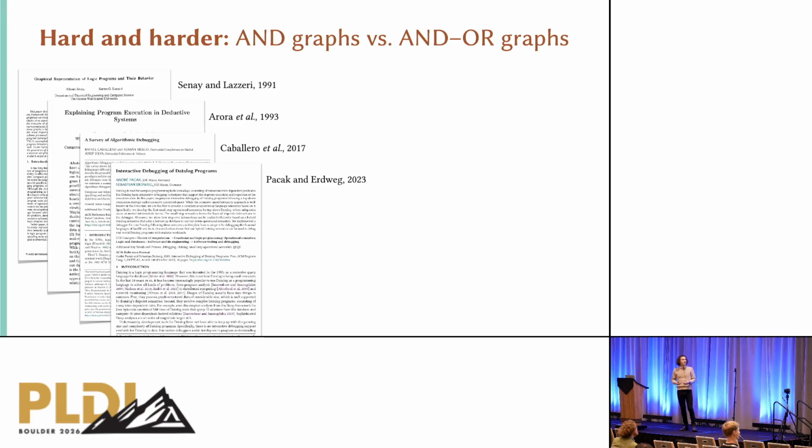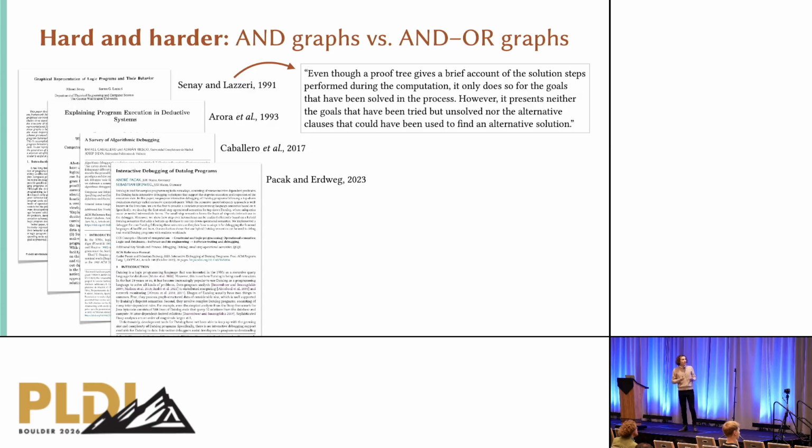But this is nothing new. Researchers have been talking about the difficulties of debugging these and/or graphs for decades, dating back to at least 1991, all the way up to more modern times. I like the way that Sene and Lazzari put it in 1991, which is as true now as it was then: even though a proof tree, which you can think of as just the and part of an and/or graph, gives a brief account of the solution steps performed during the computation, it only does so for the goals that have been solved in the process. However, it presents neither the goals that have been tried but unsolved, nor the alternative clauses that could have been used to find an alternative solution.